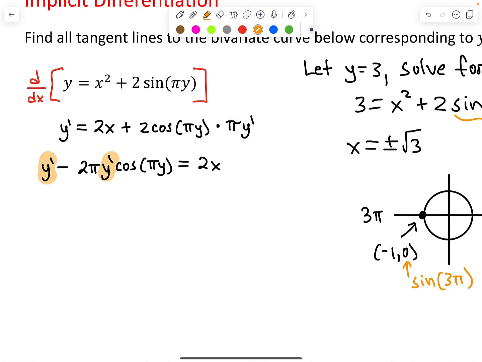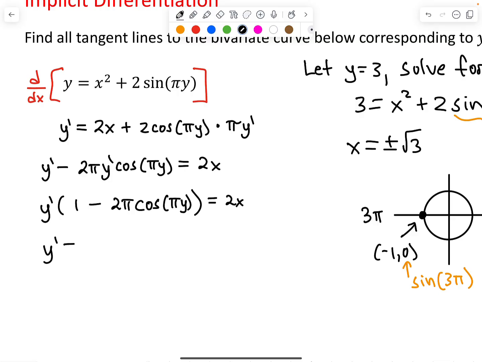Now I'll factor these y primes out of both terms, leaving 1 minus 2 pi cosine of pi y, and that equals 2x, and then finally we divide by everything in those parentheses. So y prime is equal to 2x all over 1 minus 2 pi cosine of pi y. And now we have the tools to find the slopes at each point.